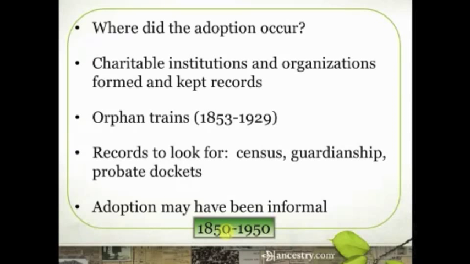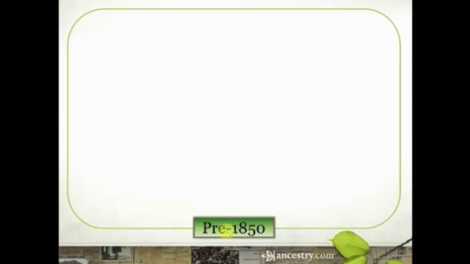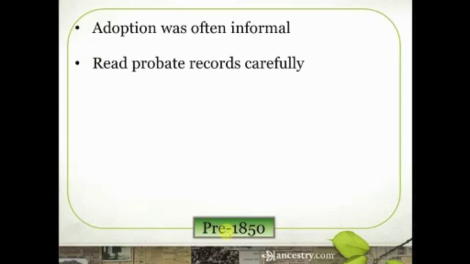So those are the kinds of clues that you're going to be looking for to help prove or disprove who the biological parents are. Now, pre-1850, again, you may feel like this is so difficult to do, but there are clues to be had. It sometimes requires that mining of those records, and you just need to keep in mind that adoption may have been informal, but there are records available that will give you clues. Read those probate records very carefully.